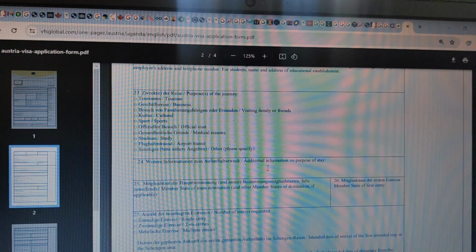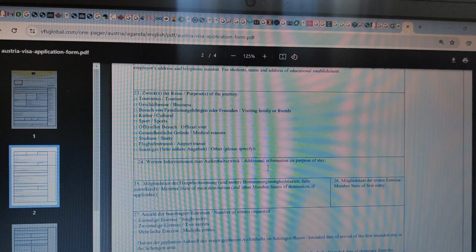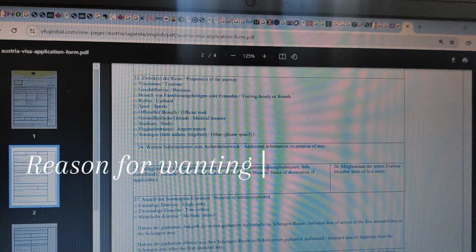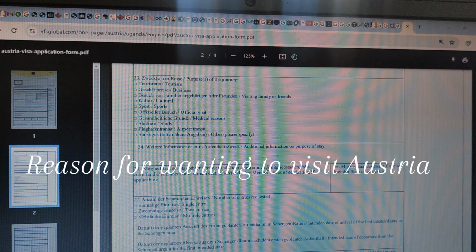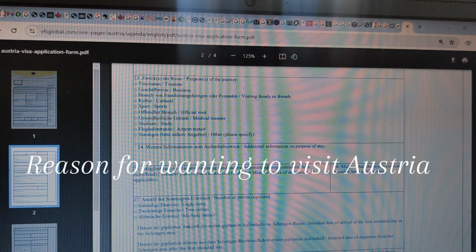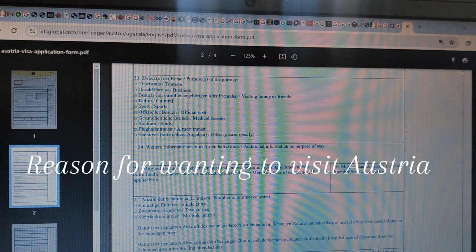Additional information on purpose of stay. Like, why are you going to Austria? If it is tourism, you can maybe write about the places that you want to visit, how you're eager to go there, plus other stuff.